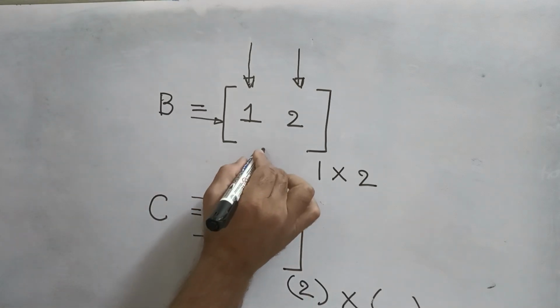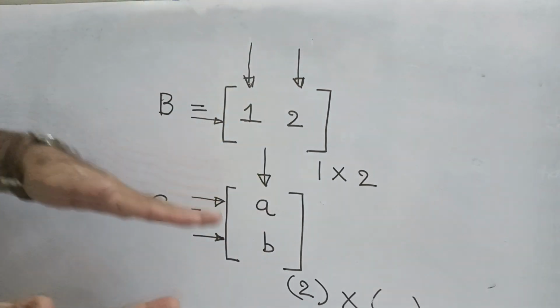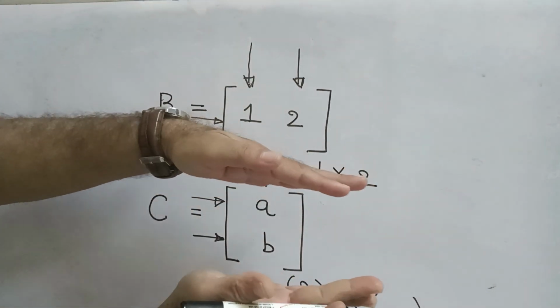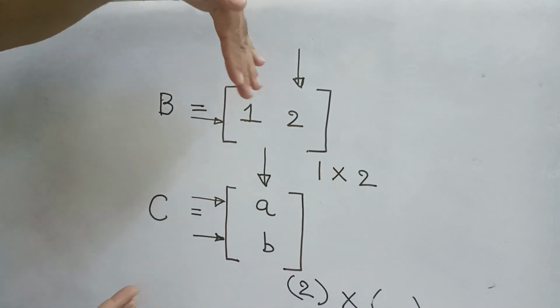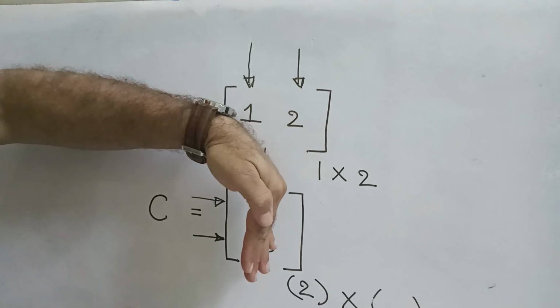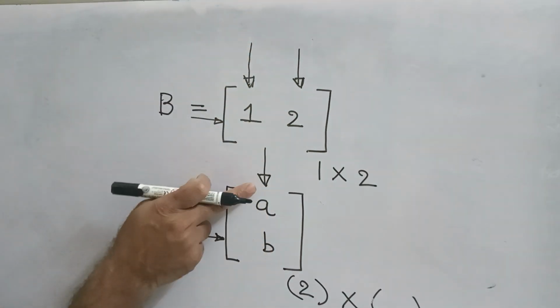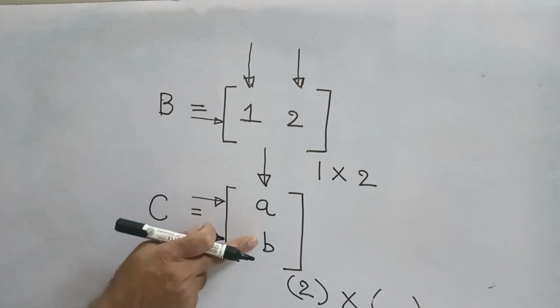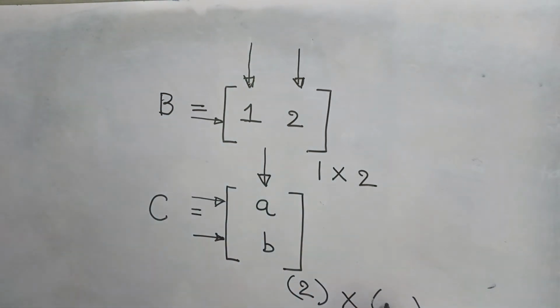Now coming to the column. Column is nothing but the vertical line. Rows are nothing but horizontal lines, the elements which are there in the horizontal. Similarly, coming to the columns, we have to see vertical. Therefore, how many columns are there? Only one column. In that column, we have A and B. Therefore, how many columns are there? One column. Therefore, 1 we have to write.